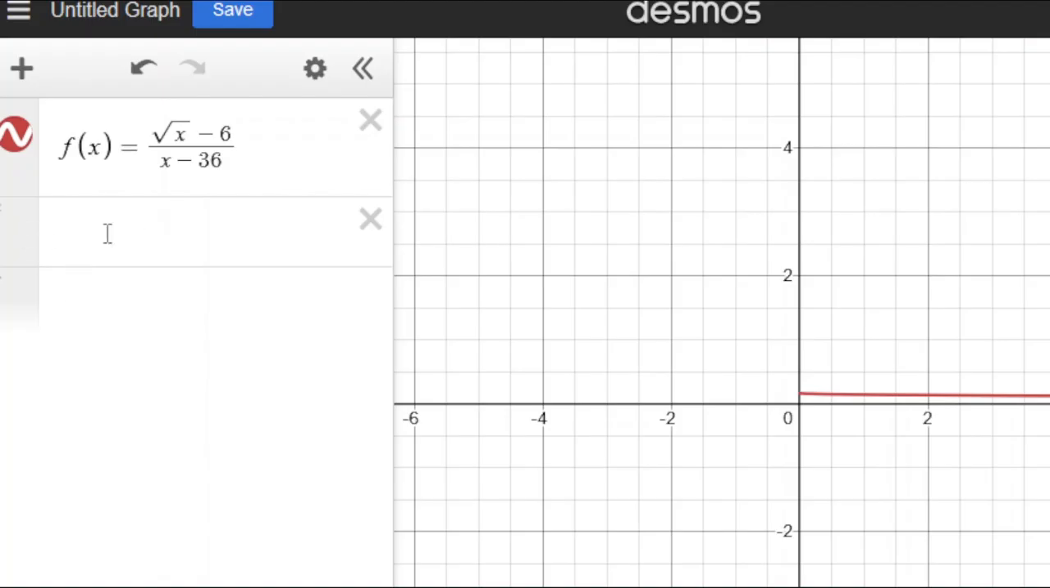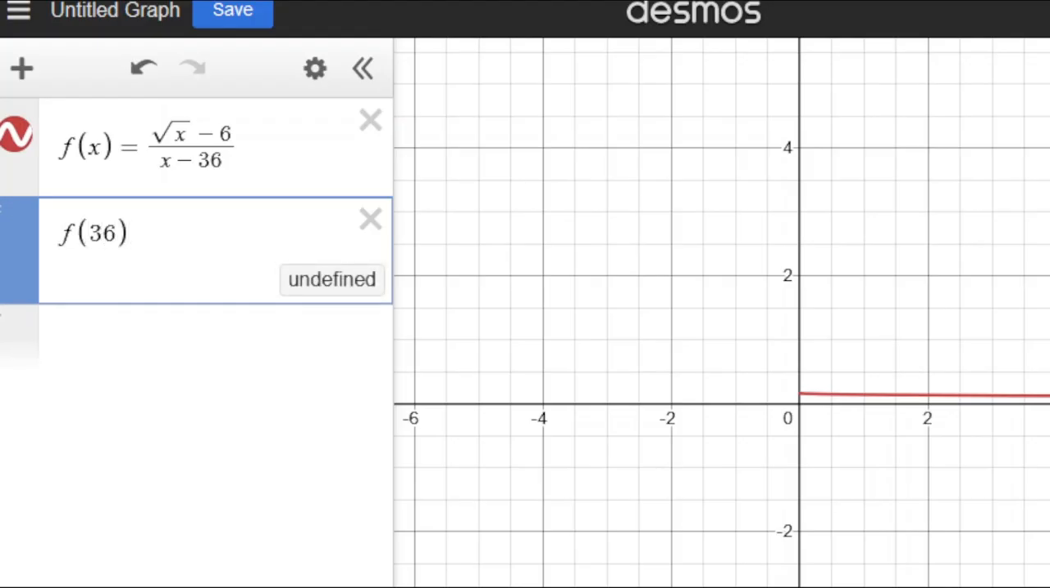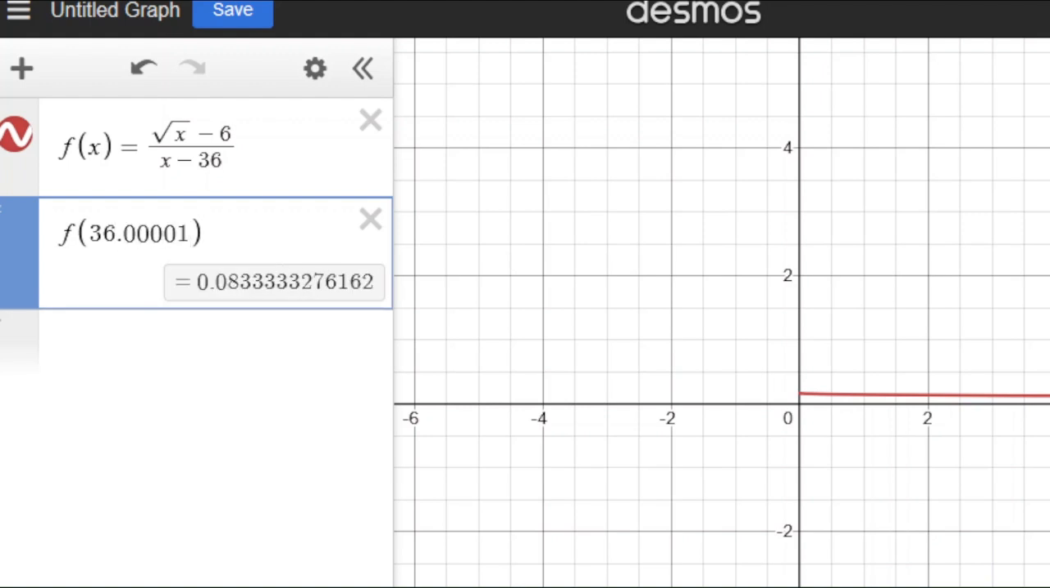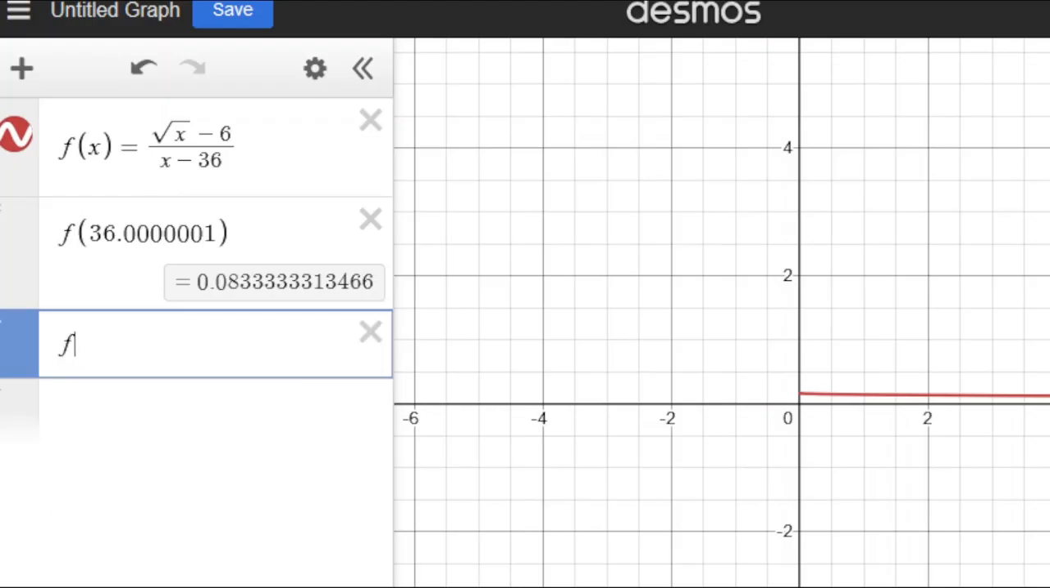In fact, here in Desmos, I defined the function f of x to be what it was. We could say, what is f of 36? And notice it's going to be undefined, but that doesn't mean the limit does not exist. What we need to do is plug in a number close to 36, like 36.0001, or maybe add a couple more zeros. We're getting a crazy decimal here, but what is that crazy decimal?